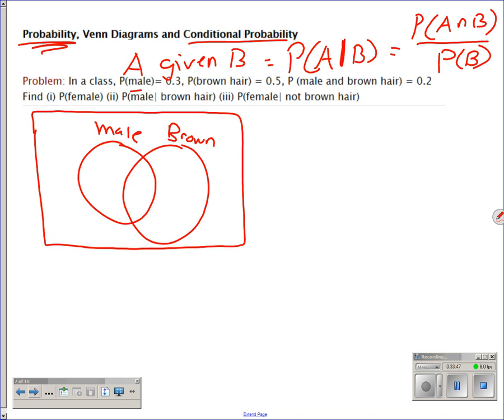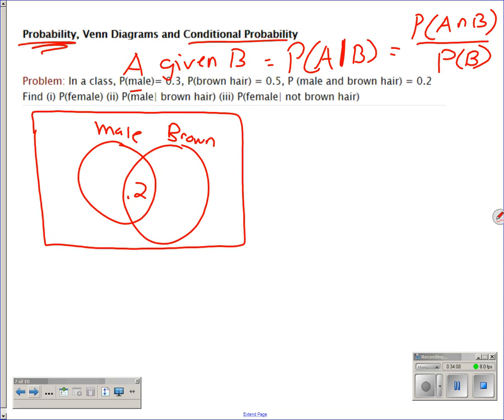Now, I'm just curious. I'm not giving you a total here. What do you think the total is going to add up to between all this? 100%. Or not percentage, it's probability. All right, in the middle: what's the probability of being both male and having brown hair? 0.2, I think. Both male and brown. And then work your way out.